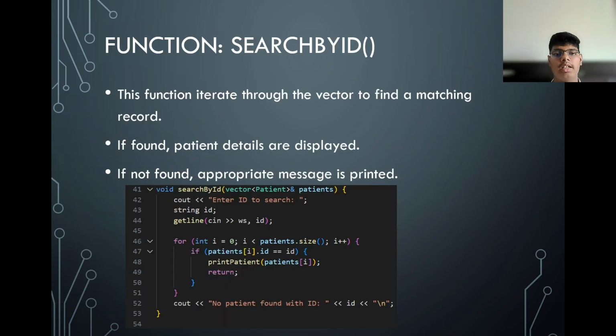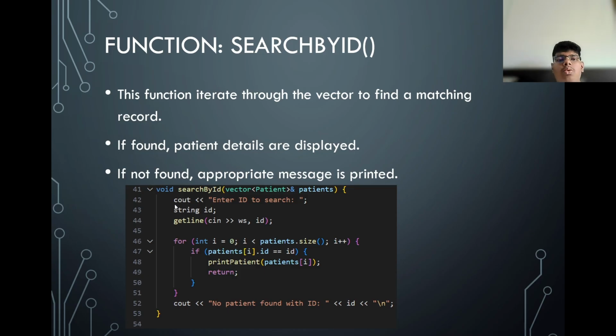So let's get to our next function. It is search by ID. This is also a very important function because this allows us to search patient information using his ID. This function goes through the vector to find the record which has the matching ID. We can see here also we are giving input of the vector that we have made only.